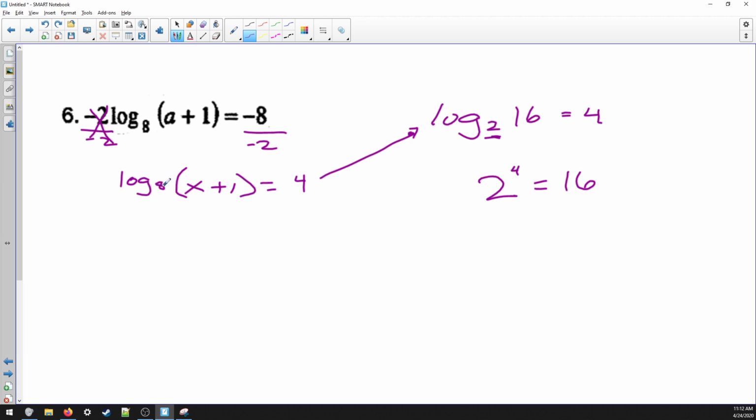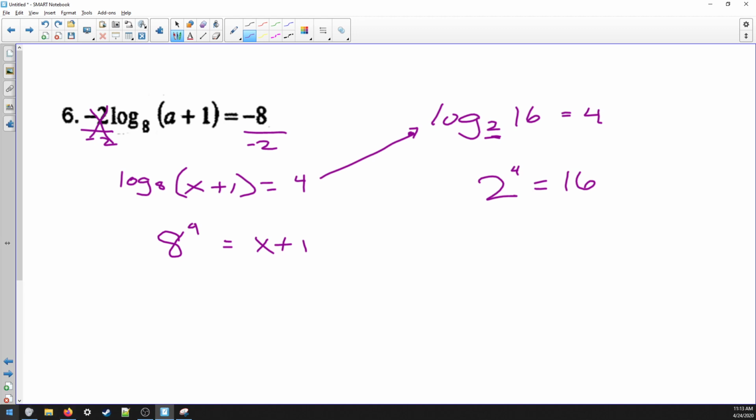So now what if I'm going to do my conversion? I'm going to turn this into its exponential. Here's my base, that's 8. Okay, I have an exponent on the other side, which is 4, okay? And that's going to be equal to the expression that's inside of the log, which is, oh, I don't need the parentheses, x plus 1, okay?